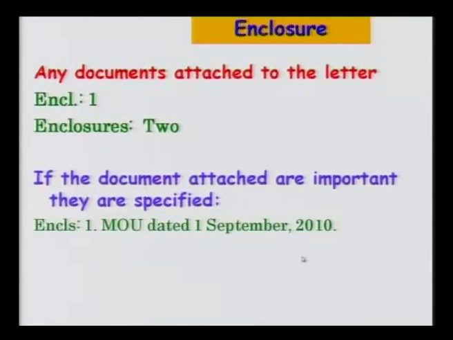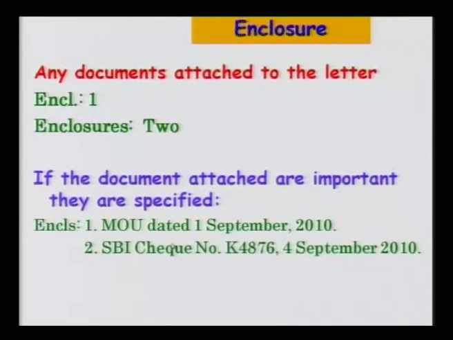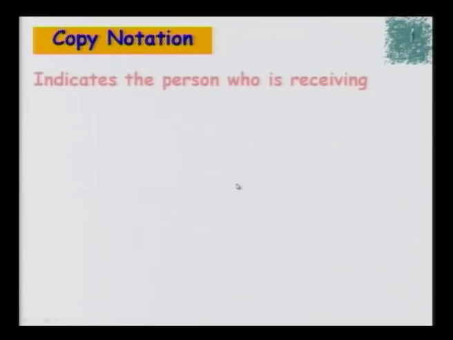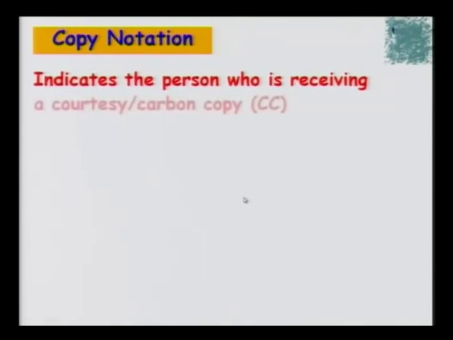For example, enclosure 1 MOU dated 1st September 2010 is a very important enclosure. So, it is mentioned. The second one is a check that was supposed to be sent along with this. So, SBI check number, the number is given and the date is given. So, this is again an enclosure, and the final element here just before we conclude is the copy notation.